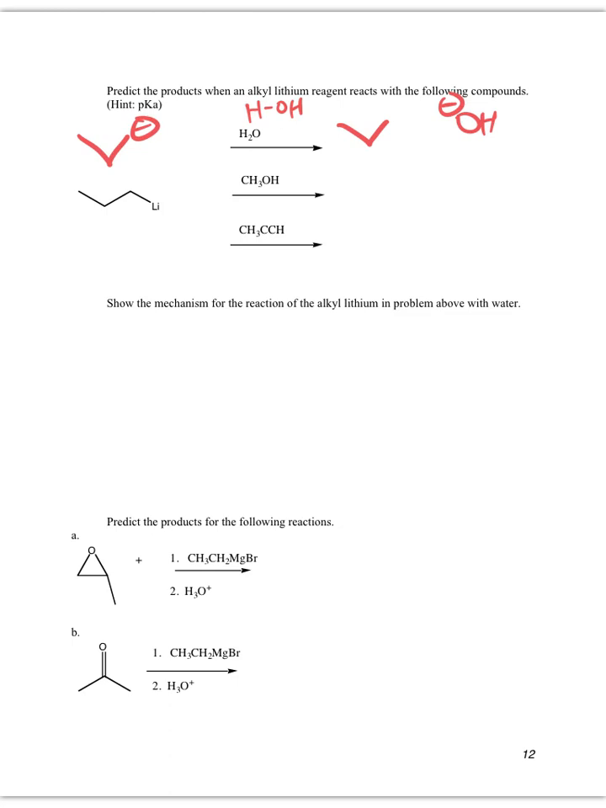In methanol, we know the most acidic hydrogen is the hydrogen on the oxygen, so again, we're going to get propane, but the side product would be methoxide. And again, this isn't something we would want to do, because we're using an alkyl lithium, a compound that takes a lot of work to make, just to make methoxide.